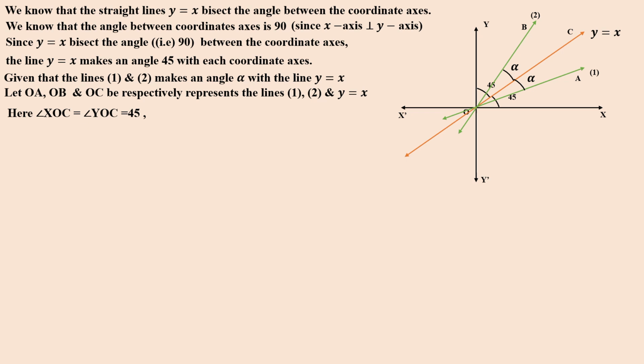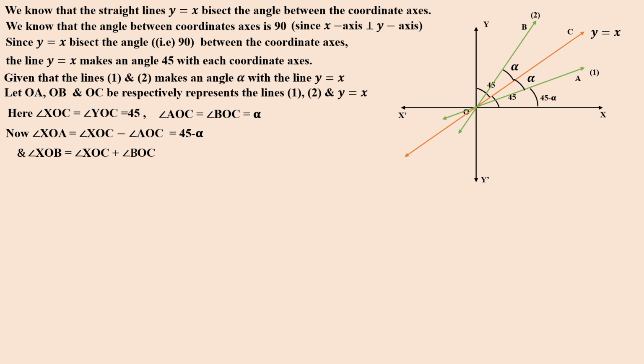So angle XOC equals angle YOC, which is equal to 45 degrees. That we know. And also angle AOC is equal to angle BOC, which is equal to alpha. That is also we know. Now angle XOA equals angle XOC minus angle AOC, that is 45 minus alpha. This one is 45 minus alpha.